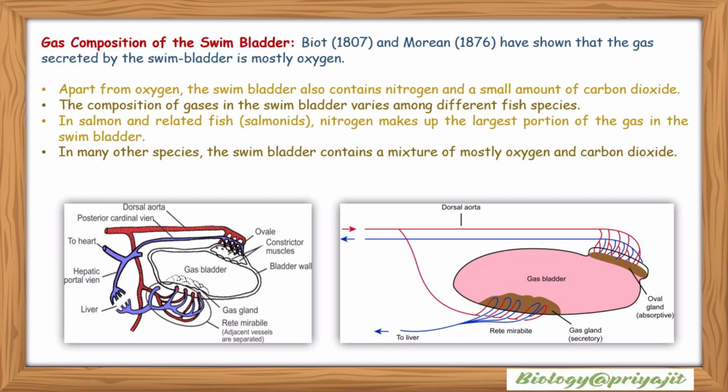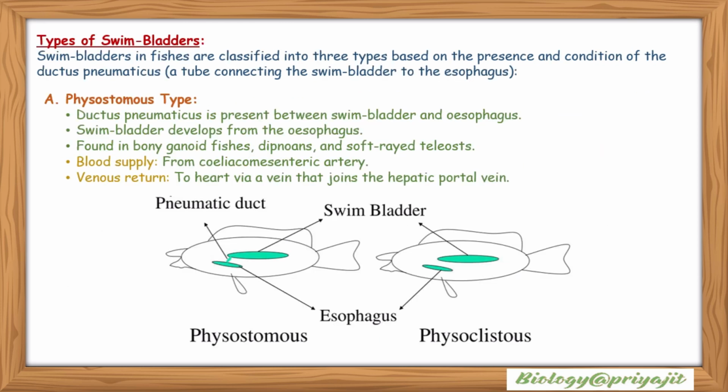Now we study the gas composition of the swim bladder. Biot in 1807 and Moreau in 1876 have shown that the gas secreted by the swim bladder is mostly oxygen. Apart from oxygen, the swim bladder also contains nitrogen and a small amount of carbon dioxide. The composition of gases in the swim bladder varies among different fish species. In salmon and related fish like salmonids, nitrogen makes up the largest portion of the gas in the swim bladder. In many other species, the swim bladder contains a mixture of mostly oxygen and carbon dioxide.